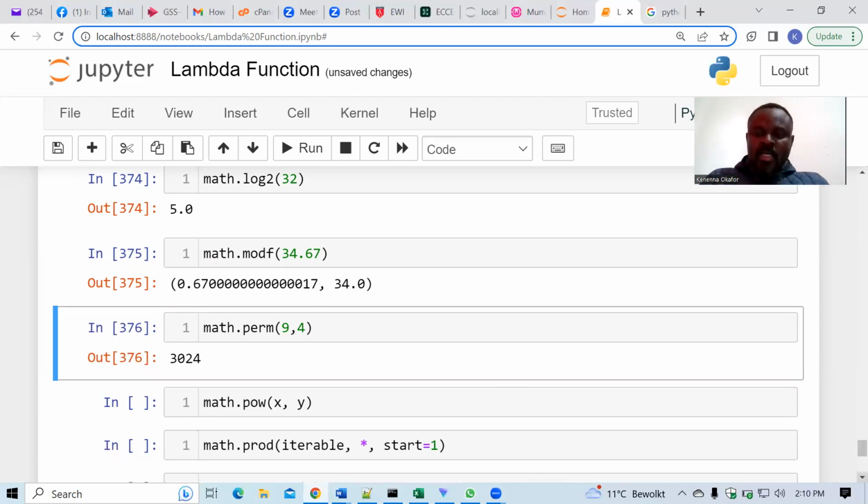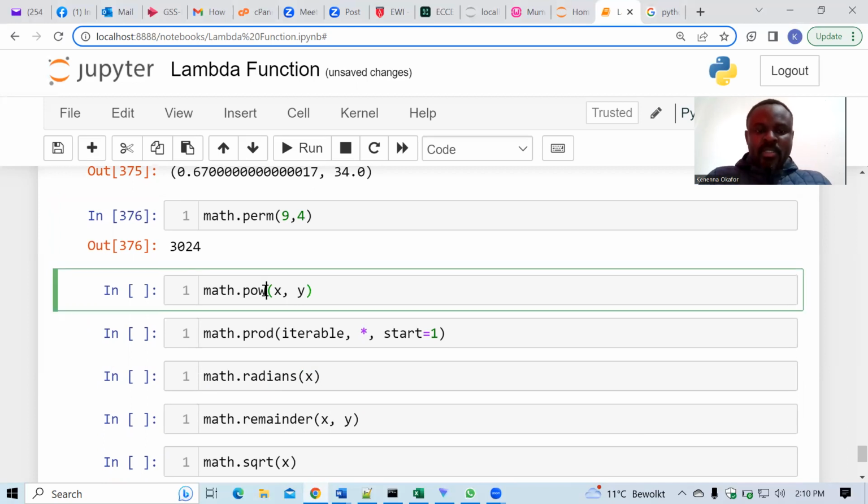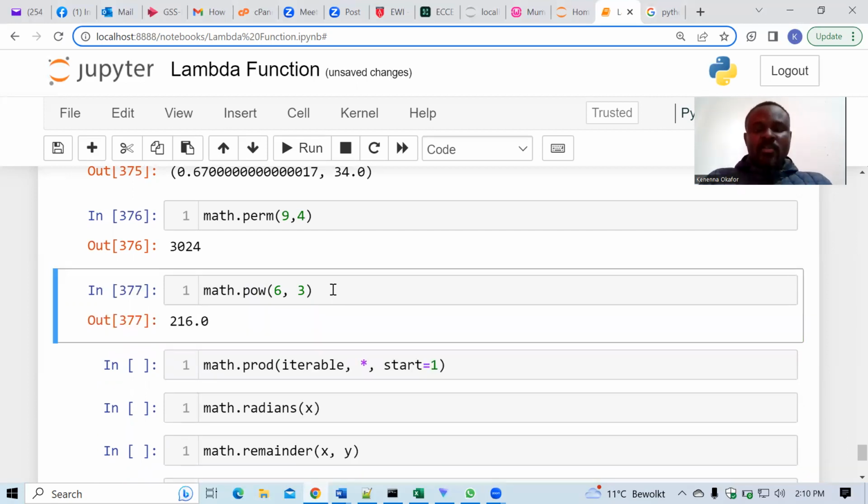Okay, right. So guys, let's go to the pow method. As you can see, guys, you have some idea of what this means. Power, raised to the power. So for exponential computations, right? So if I have, say, 6 raised to the power of 3, what would that be? Okay, let's see. 216. Right, so that's it, guys. That's how you use the power method. It simply means power, raised to the power. So x raised to the power of y. That's what it is. Okay, then the math.prod.